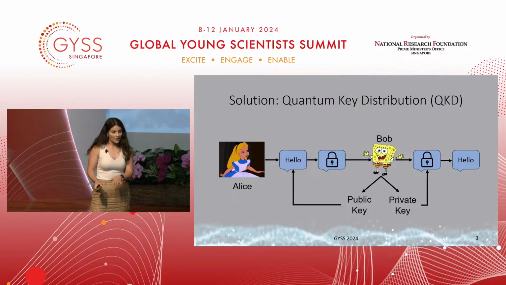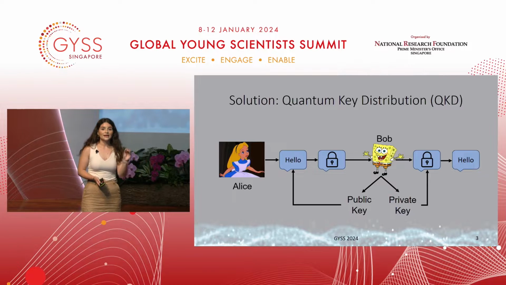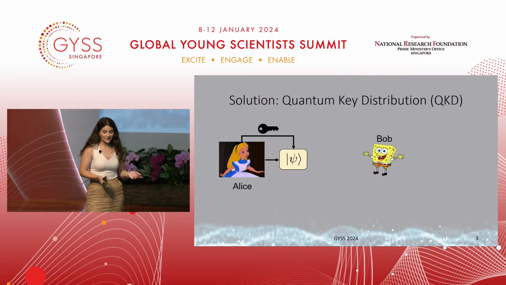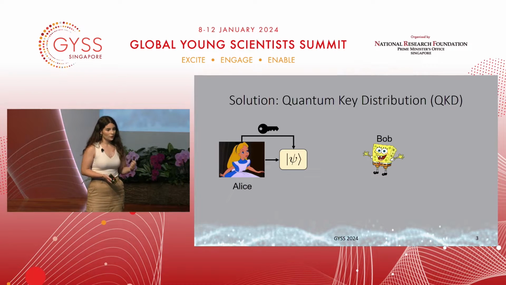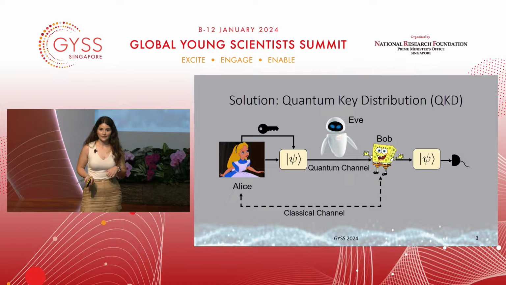So this is a recap. This is RSA encryption. In RSA encryption, you're sending an encoded message, right? And the difference between RSA and QKD is that in QKD, you're actually encoding a key onto a quantum state, and you're sending the key. You're not sending a message. So this is a distribution of keys. So Alice would encode the key onto a quantum state, send it to Bob, then Bob would have to perform a measurement to extract the key.